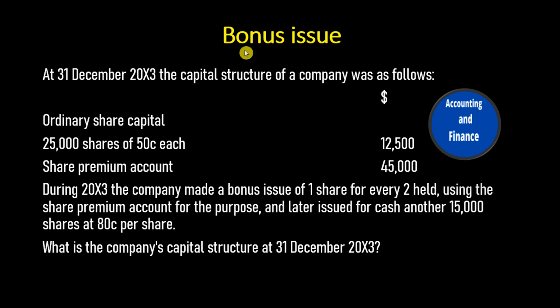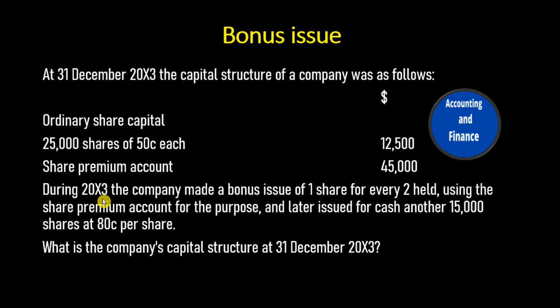Bonus issue. At 31 December 20X3, the capital structure of a company was as follows. Ordinary share capital, 25,000 shares of 50 cents each, $12,500. Share premium account, $45,000.